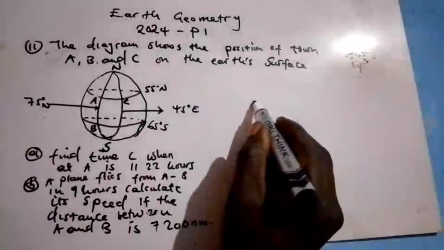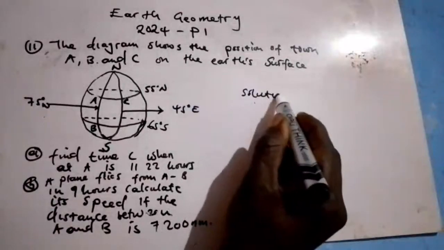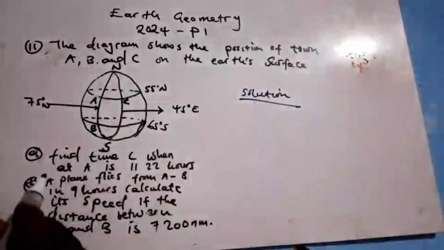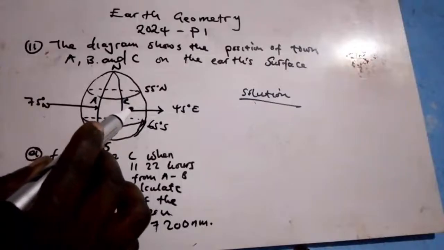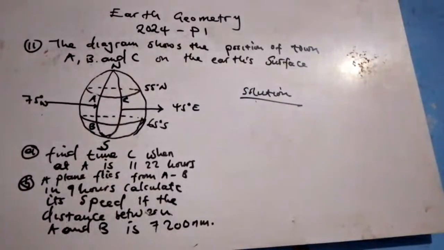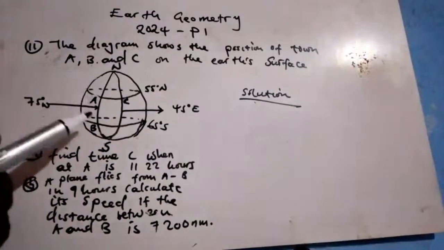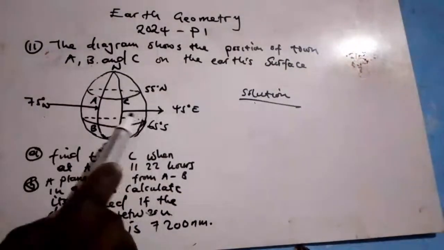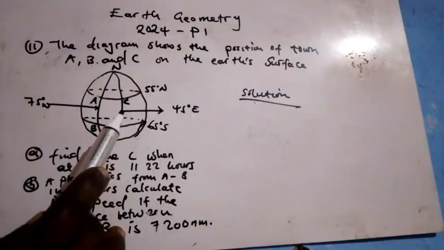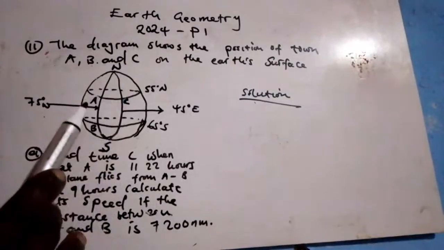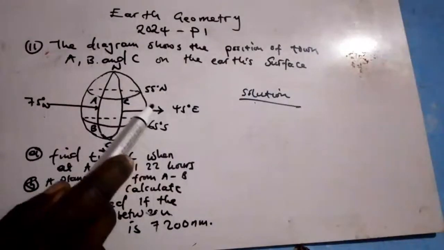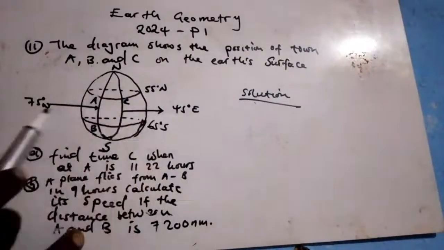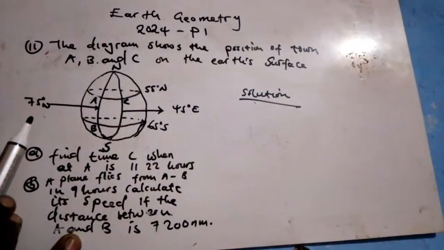Okay, for the solution, we must find the time at C. How do you find the time at C? It's simple and easy. If you want to find the time at C, you must know that when you are moving from west to east, time is added. Then when you are moving from east to west, you must subtract the time.